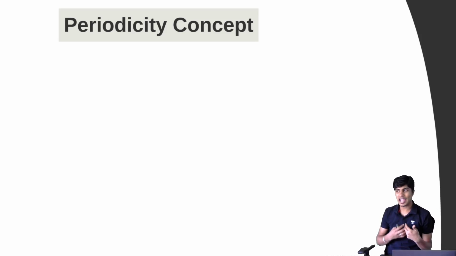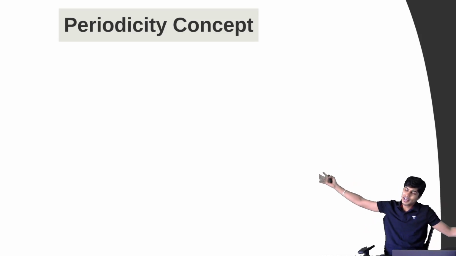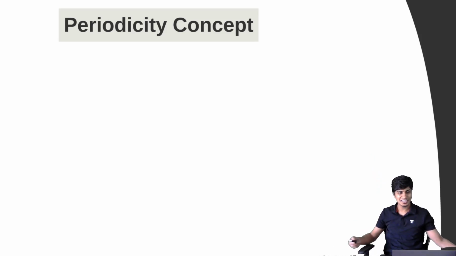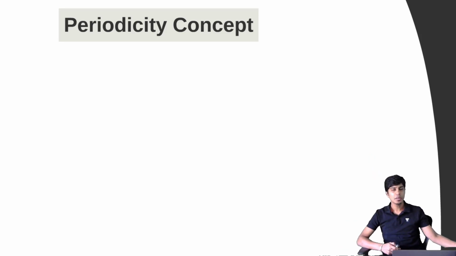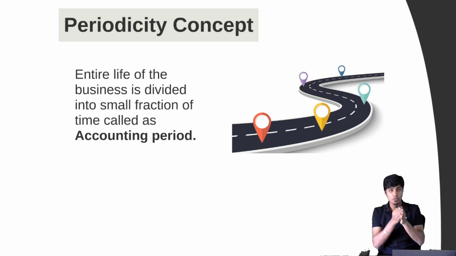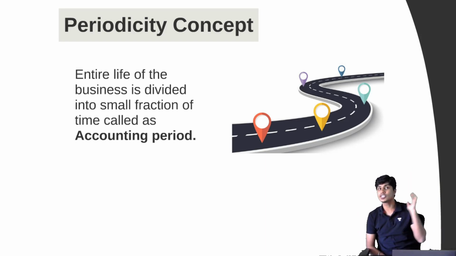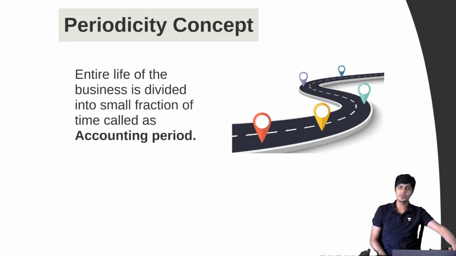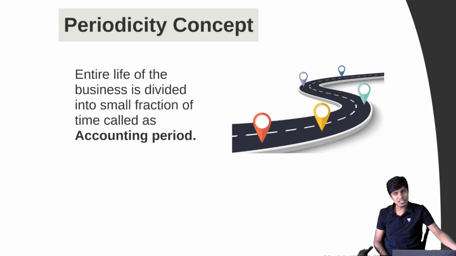You can't say, no, the life of the business is expected to be so long and I'll not prepare books of accounts right now. When will you prepare books of accounts? At the end of the life. You cannot say that. So what does periodicity concept say? Periodicity concept says that the entire life of the business is divided into small parts called accounting periods, and books of accounts are opened for each such accounting period. That, my friends, is periodicity concept.